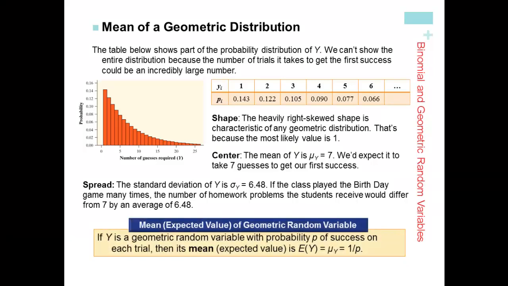In calculating the mean, if y is a random variable that's geometric, with a probability of p successes on each trial, then the mean, or expected count, will equal 1 divided by p.